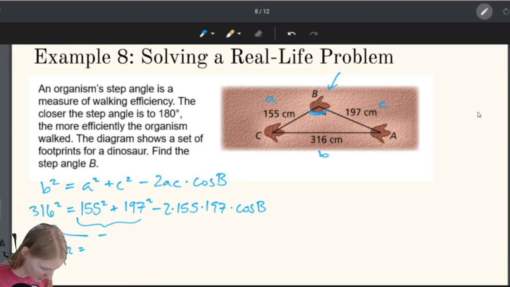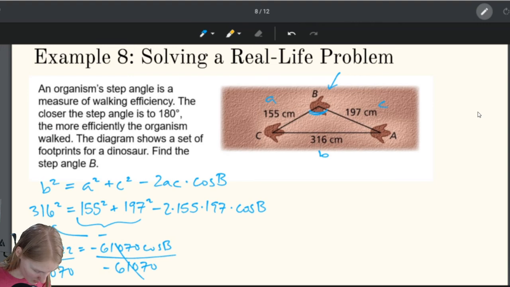337,022 equal to negative 2 times, in fact, let's figure out what that is. 2 times 155 times 197. Yikes. 61,070 times cosine of B. Let's divide by that negative 61,070.